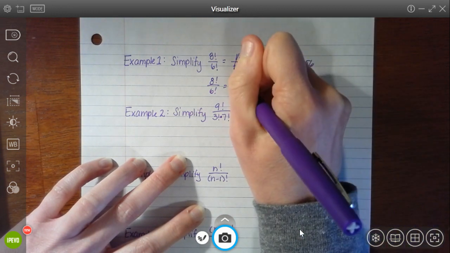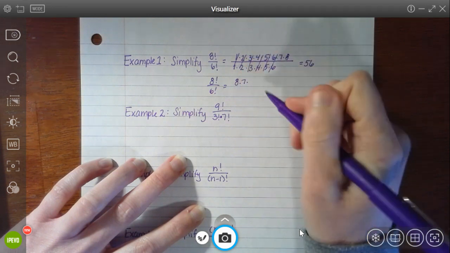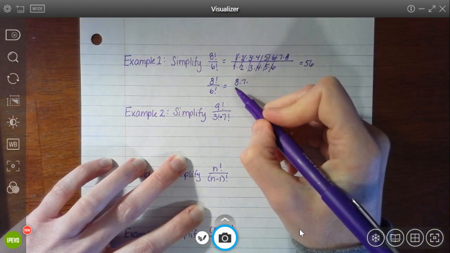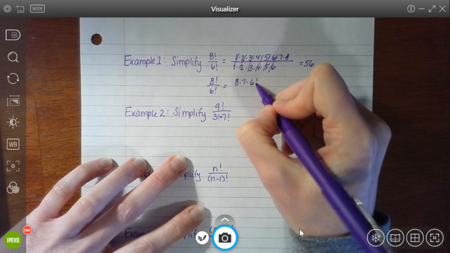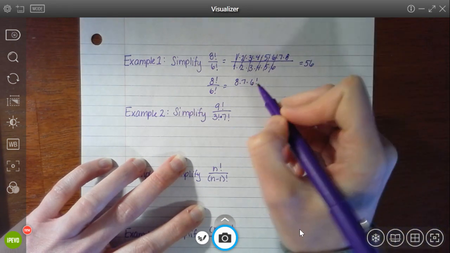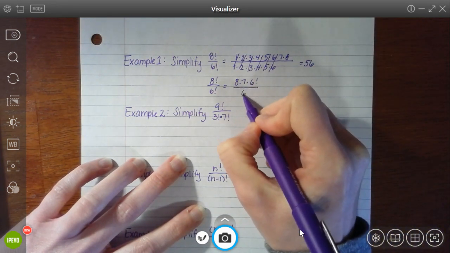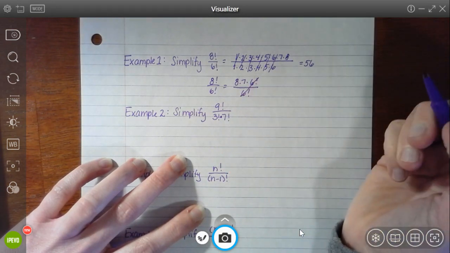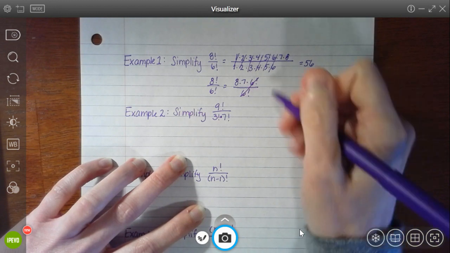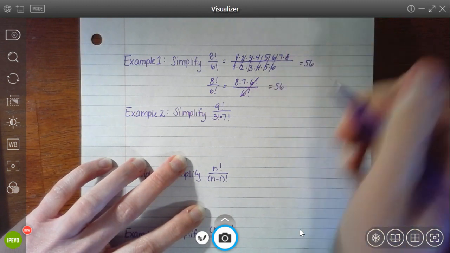there. So instead of saying 8 times 7 and then doing 6, 5, 4, 3, 2, 1, and then in the denominator doing 6, 5, 4, 3, 2, 1, I'm just going to say, well, the rest of it is 6 factorial. And then in my denominator, I'm not even going to bother expanding. I'm going to keep that 6 factorial. And then I can just simplify those.